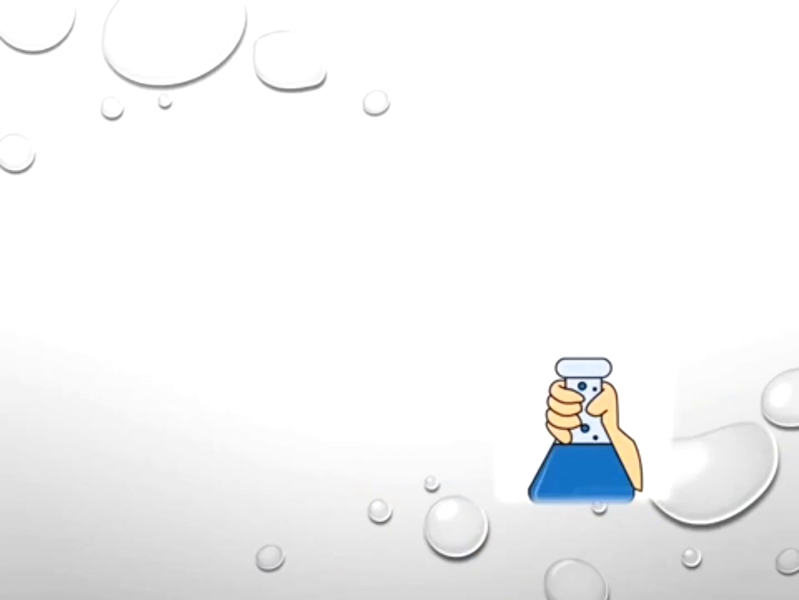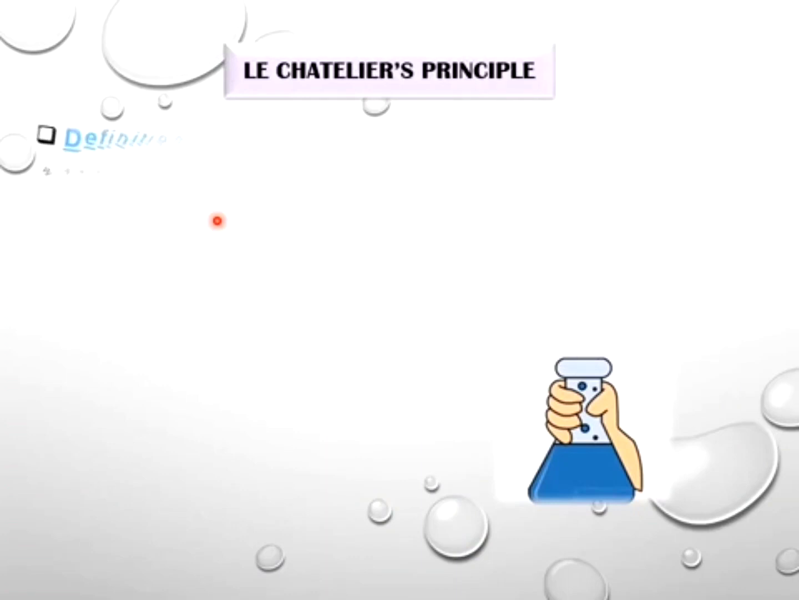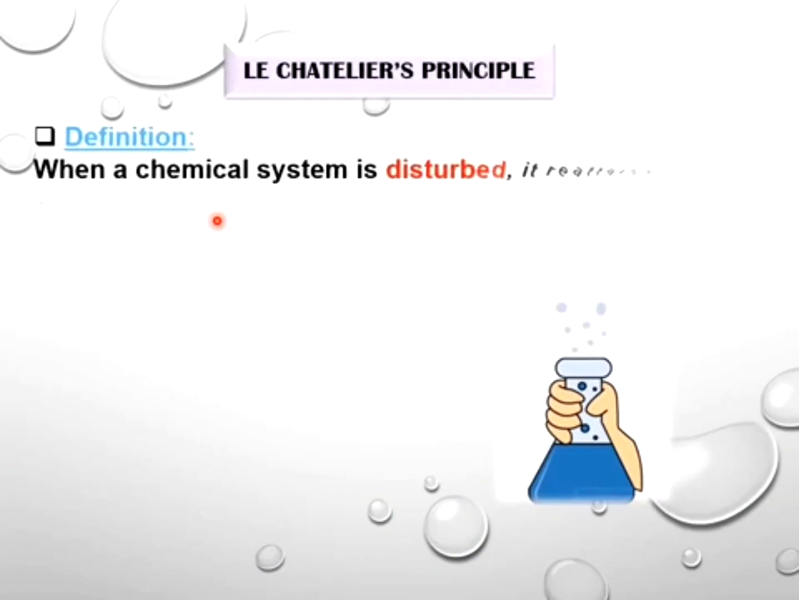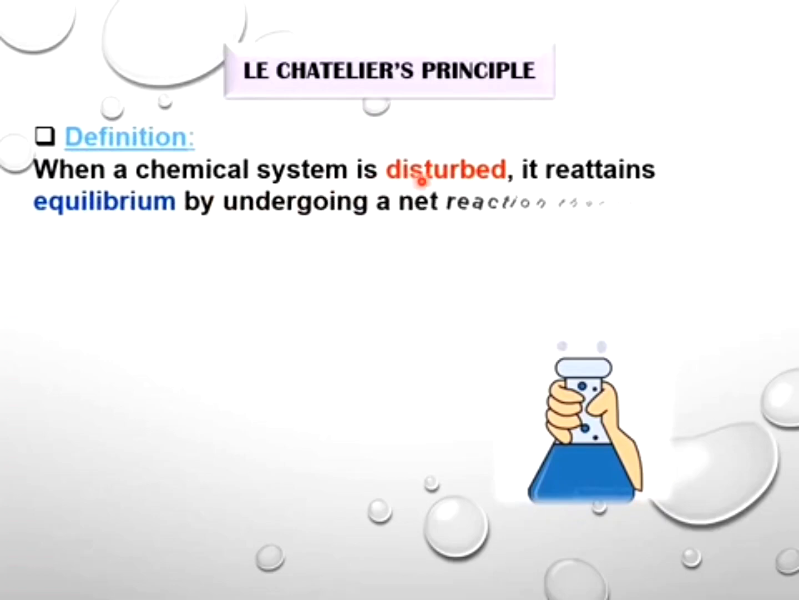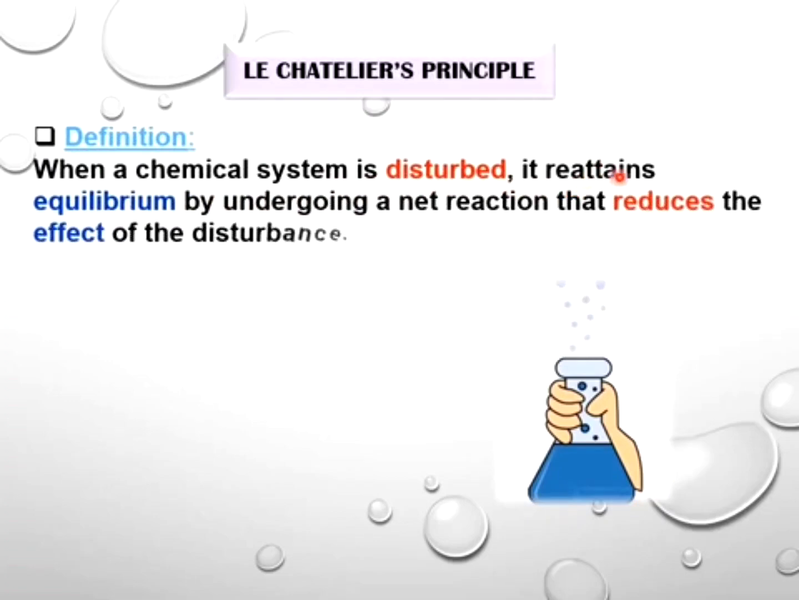Okay, what is Le Chatelier's principle? Alright, so now this is the Le Chatelier's principle definition. When a chemical system is disturbed, it retains equilibrium by undergoing a net reaction that reduces the effect of disturbance. Okay, for example, I give you a simple example. For example, you are sleeping.